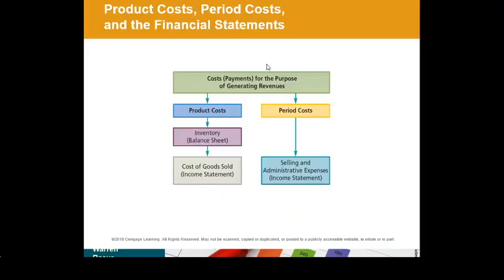So basically, why do you need to differentiate between product cost and period cost is because they go into different types of financial statements. Under product cost, it goes to the inventory first, which is under the balance sheet, and then it will go also to the cost of goods sold, which is under the income statement. But for period cost, it will go straight away to selling and administrative expenses under the income statement. So for product cost, it goes to two financial statements. However, for period cost, it goes to only one financial statement.